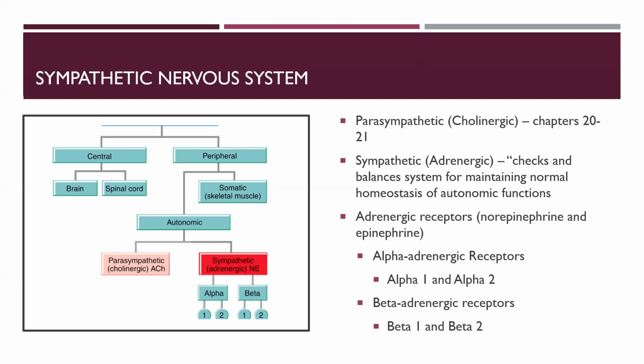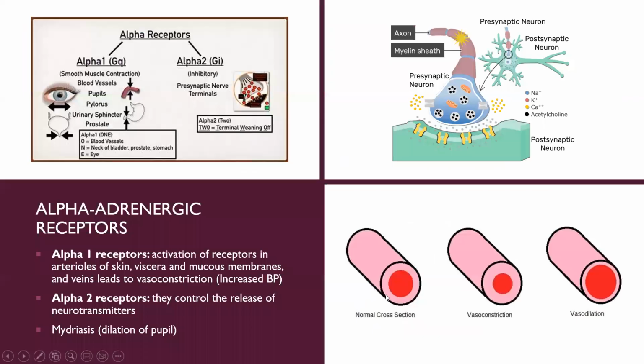When we get into the alpha and the beta, what we're talking about is vascular versus heart rate, but all of it's to maintain our normal functions. These adrenergic receptors are our norepinephrine and our epinephrine. So we've got our alpha adrenergic receptors, which is alpha 1 and alpha 2, and our beta adrenergic receptors, which is beta 1 and beta 2. We'll also briefly talk about our dopaminergic receptors, but the main focus are these alpha and beta receptors.